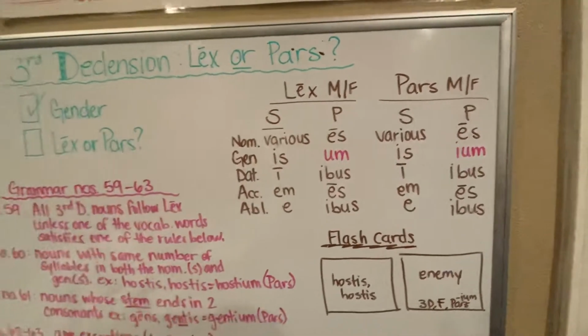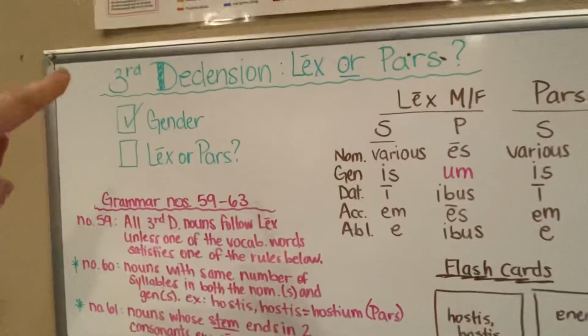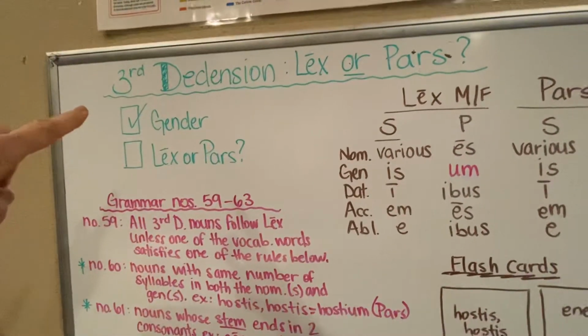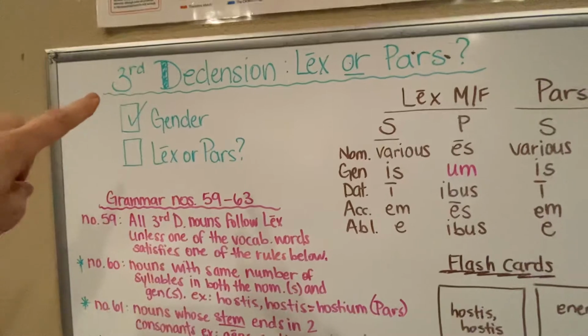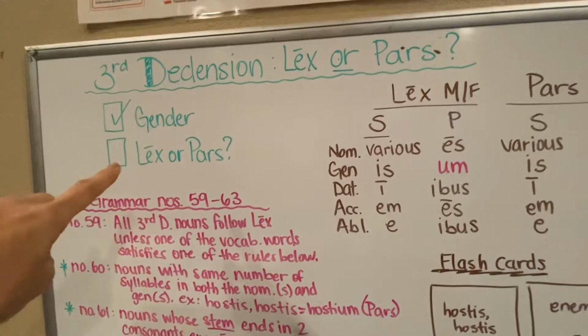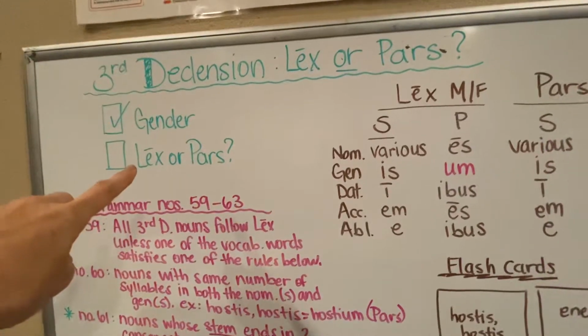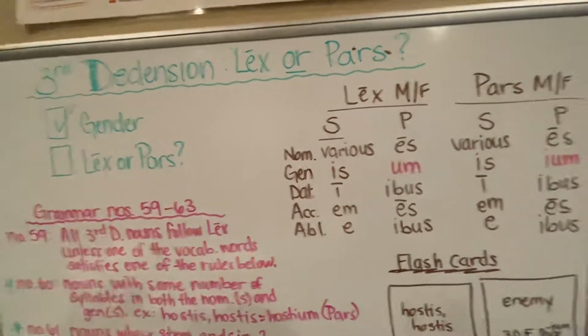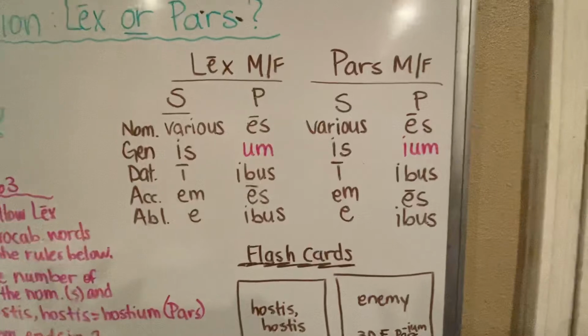Okay, and so that's what this video is going to do. You see we have a check mark in our box there for gender, because in the third declension we're going to need to determine the gender of the words. And then we also need to determine to what declension these words belong, lex or pars. And so we're just going to quickly look at lex and pars here.